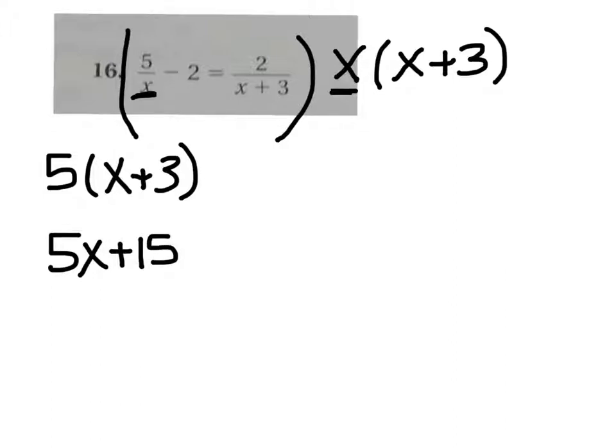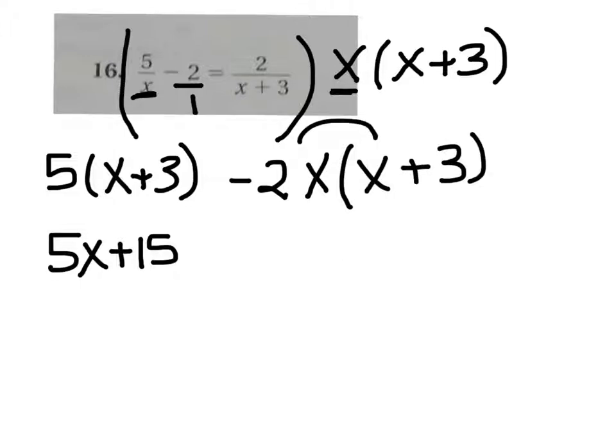Now this whole number right here, it's really over 1. So it doesn't have any of the denominator. We're going to end up multiplying both values to the negative 2. So we have a negative 2, and we're going to multiply x times x plus 3. And when we distribute this, we end up with negative 2x squared minus 6x.